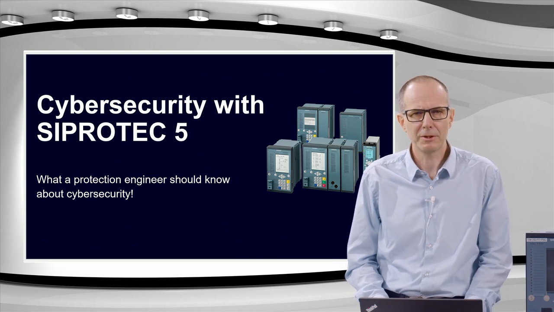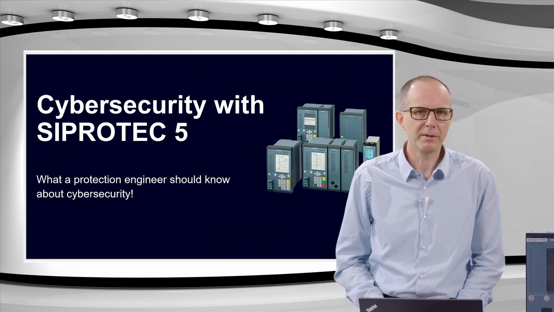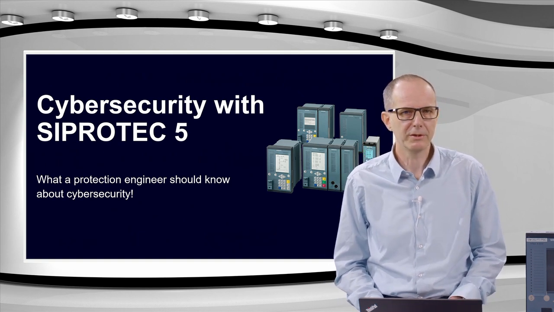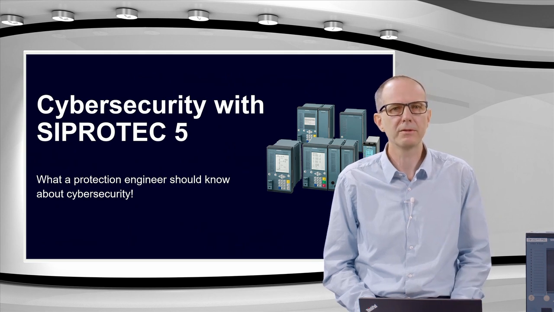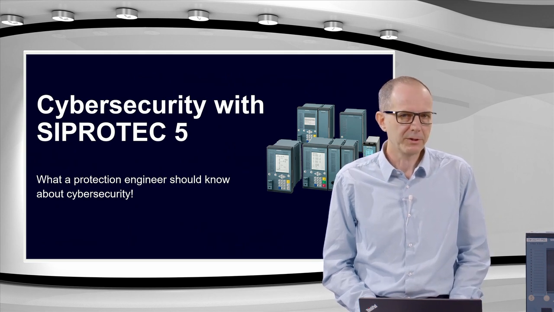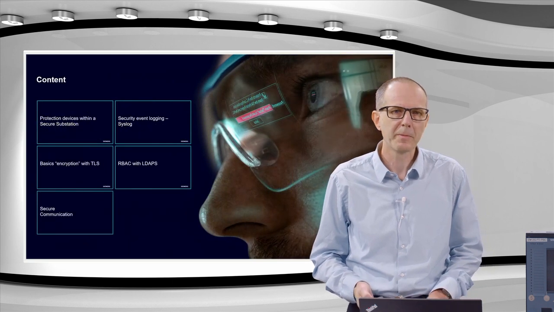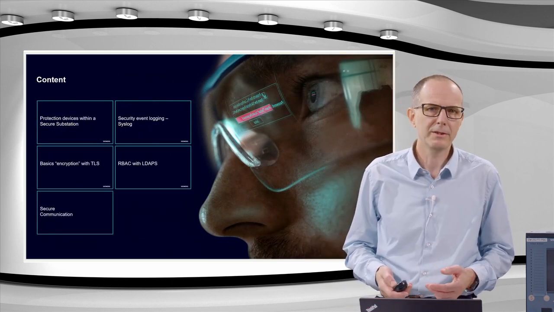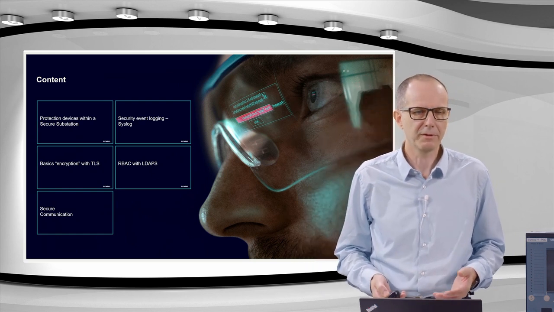The presentation will give you the possibility to understand the three main security features recommended for substation automation and protection systems: the security event log or syslog, the role-based access control, and the secure communication. My intention is to show you how easy it is to activate security features in SIPROTEC 5.